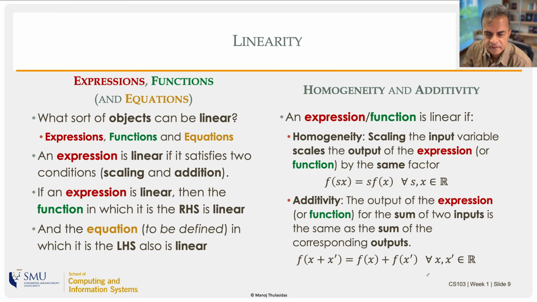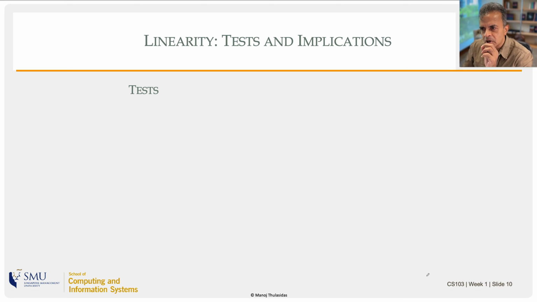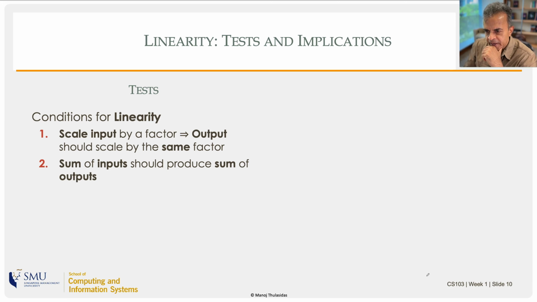So if I give you anything and ask you, is this linear? You have to check these two things. Both of them have to be satisfied before you can call the expression or the corresponding function linear. Now let's talk about the implications of these conditions. These implications will form tests in a certain hierarchy, but ultimately we are actually making sure that the conditions are satisfied. The tests are like the special cases of the conditions. So scale the input by any factor, the output should scale by the same factor. Sum of inputs should produce a sum of outputs.